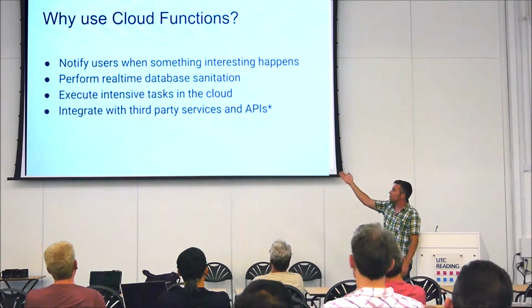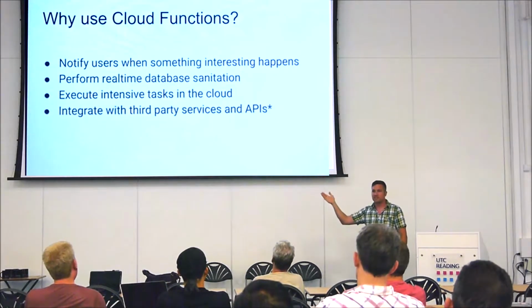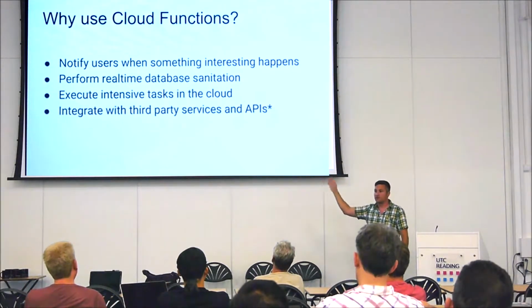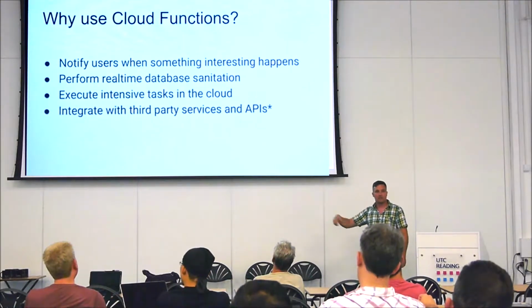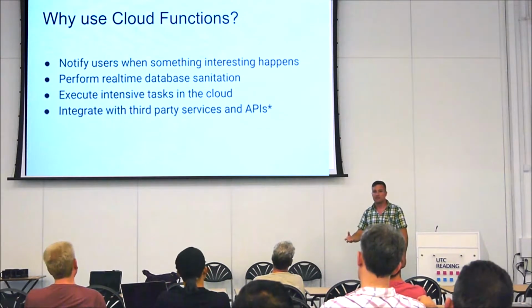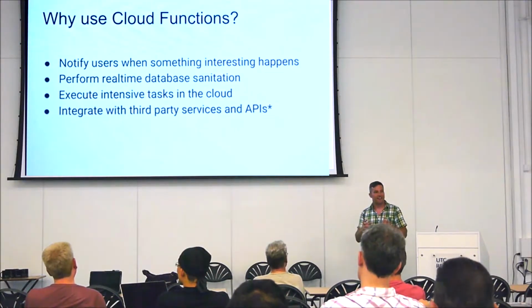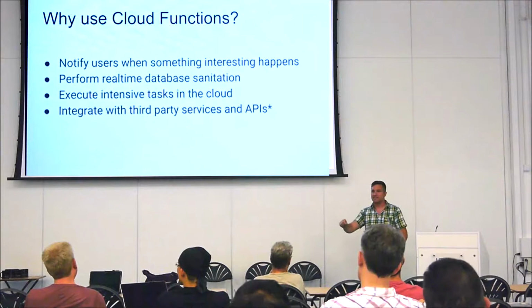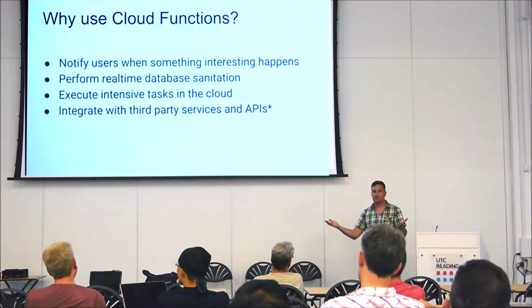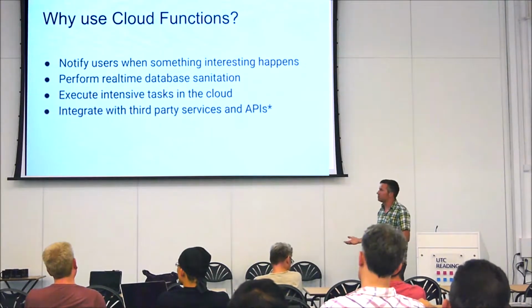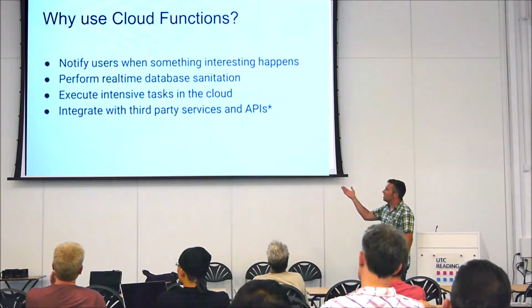An example here, we're going to use database sanitation. You'll see the example I showed you earlier with the messages in the database. We're going to get a trigger on a new message coming in. We're going to make sure there's no profanity in there. And then we're going to rewrite that data to the database with asterisks instead of the swear words. That's just an example of what you can do to the database.